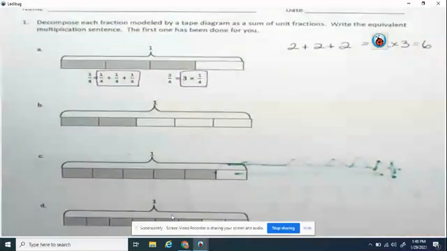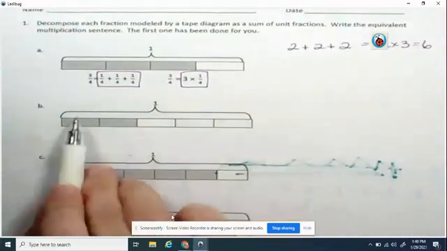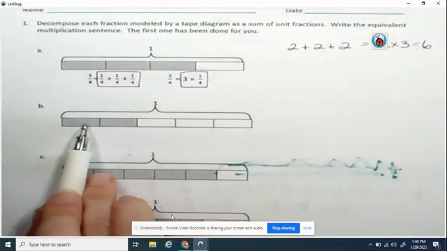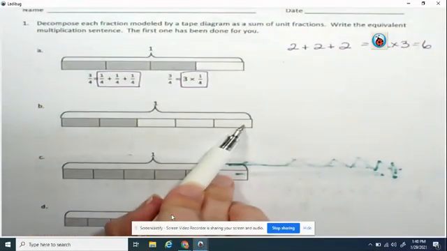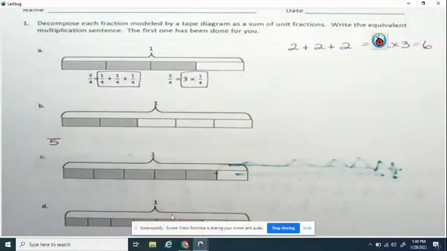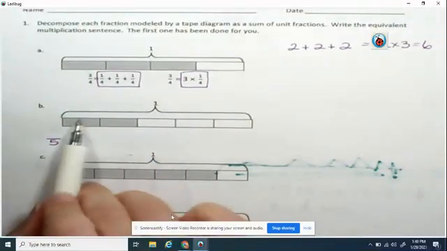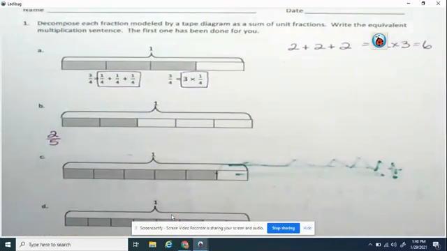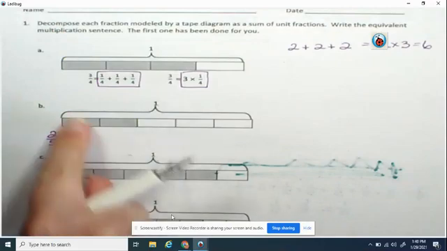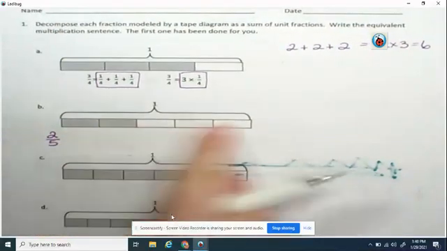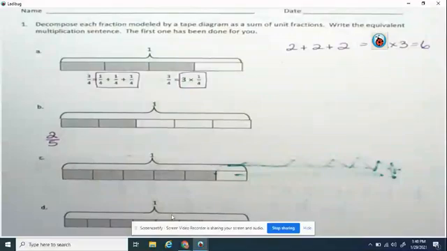We have a fraction. It's a whole, okay? So I can count how many parts are in my whole. 1, 2, 3, 4, 5. So I have 5 parts in my whole, so my denominator is a 5. Okay, and then I have 2 parts shaded. Okay, so my numerator is a 2 because there are 2 parts shaded. So this fraction is 2 out of 5, 2/5. Okay, 2 out of 5.